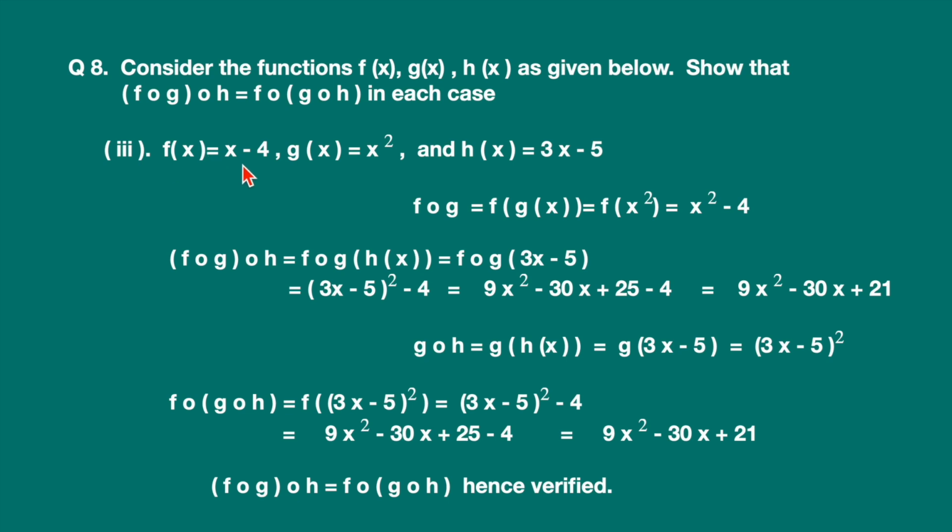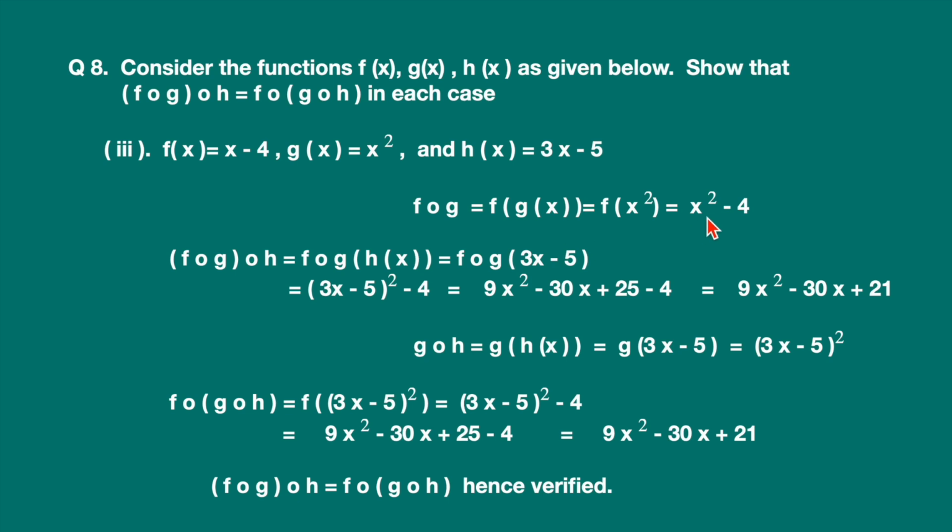Third sum, f(x) is equal to x minus 4, g(x) is equal to x square, h(x) is 3x minus 4. So first f of g(x), f of x square, that is x square minus 4. (f o g) o h is equal to (f o g) at h(x). So write down h(x), 3x minus 5.